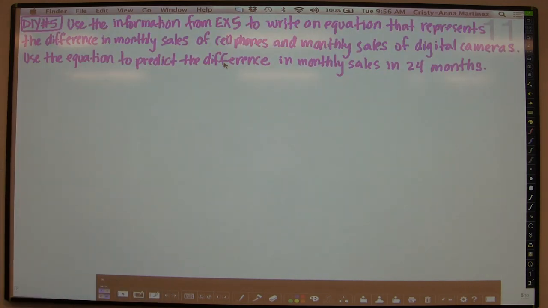So now in this last do-it-yourself question, you want to use the same information from example 5 that we just did, only this time you want to find the difference in monthly sales and at 24 months. So you want to use subtraction instead of addition for that one. But once you've completed this example, you will have completed your notes for this lesson, and I will see you in class. And thank you for watching.